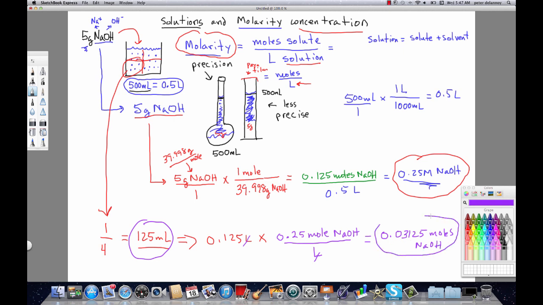And this might be important to us because maybe we have to run a chemical reaction, and we need this many moles in order to do the reaction.